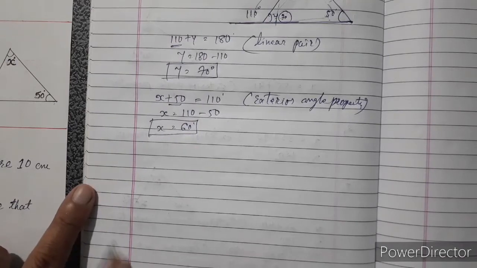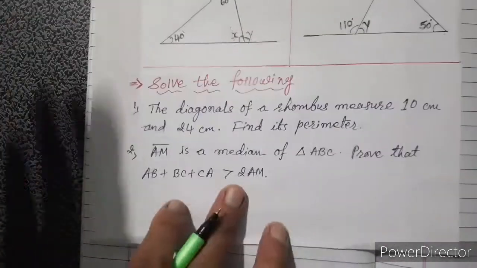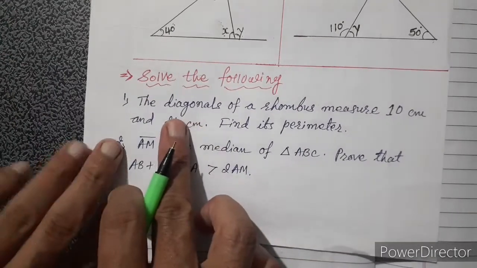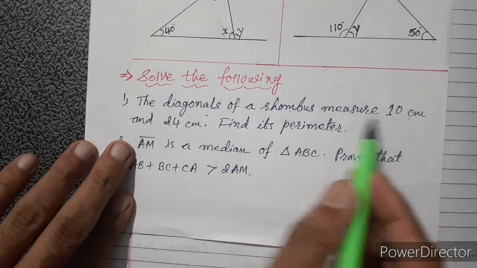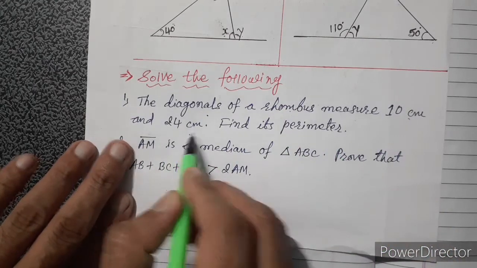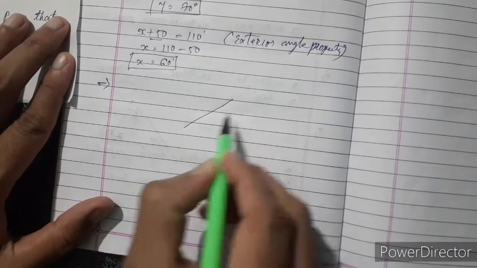Clear? Now two more problems are there. Look. The diagonals of a rhombus measure 10 cm and 24 cm. Means one rhombus is there, like that.